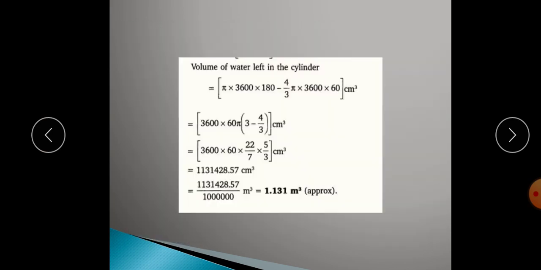This is based on exercise 13.2. They are all very important sums. I hope you all understood. Thank you, students.